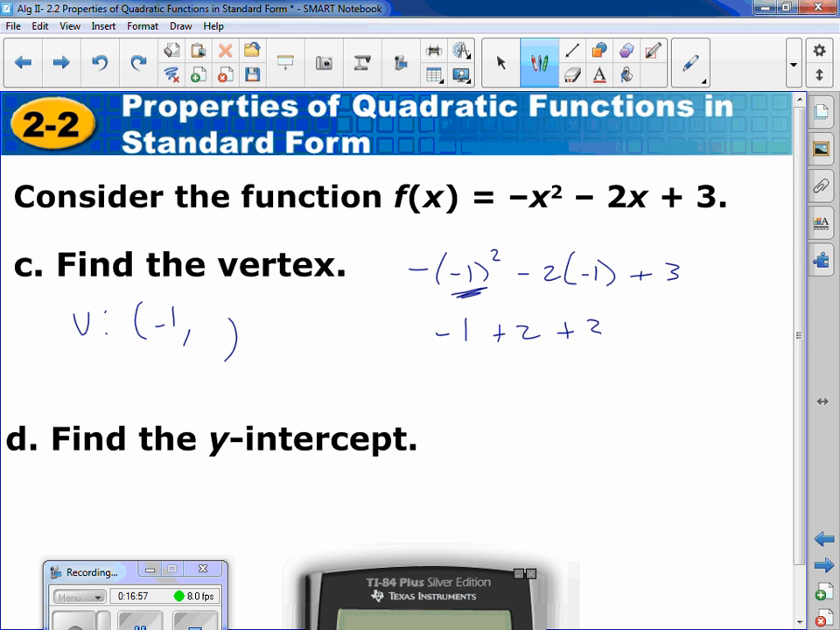All right, put my positives together. What's 3 and 2? 5. 5 minus 1 is? My vertex is negative 1, 4. Most mistakes here were made because of this. What's your y-intercept? 3. Reason why? It's by itself.